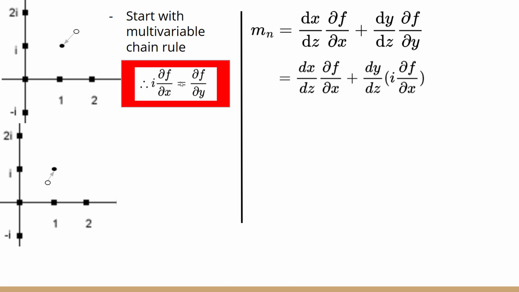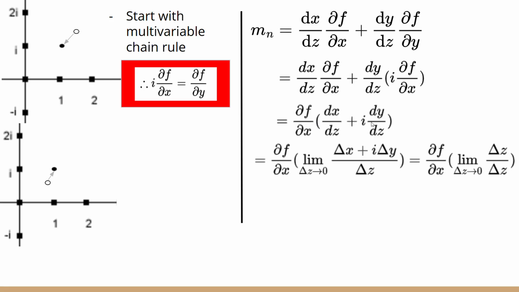And from the Cauchy-Riemann equation, we can represent partial f partial y with i times partial f partial x, right? We factor the partial f partial x out, so it's going to be partial f partial x times dx/dz plus i dy/dz. And recall the definition of limits, right? This thing in the brackets can be written as this. But recall that delta x plus i delta y is essentially our delta z. So this thing gets reduced to 1. So this is also equal to m1.